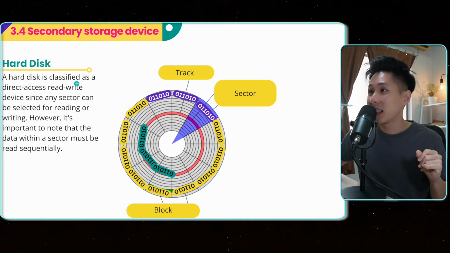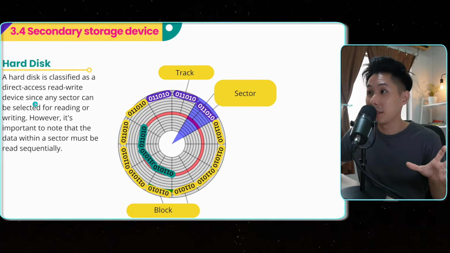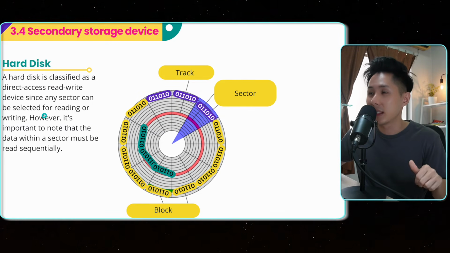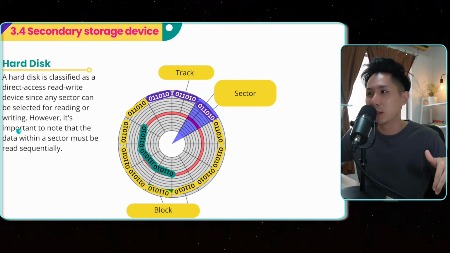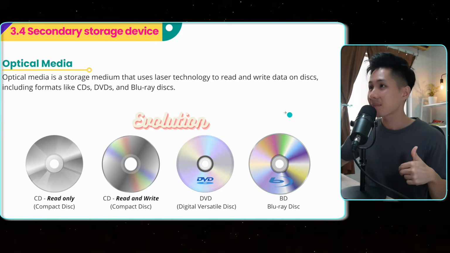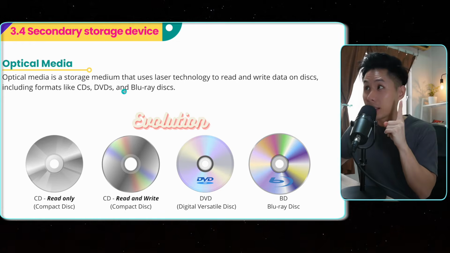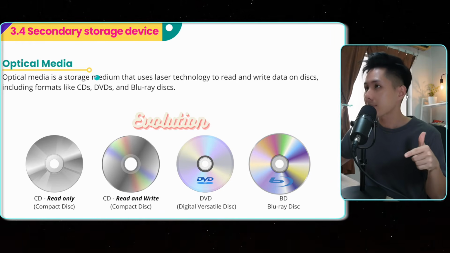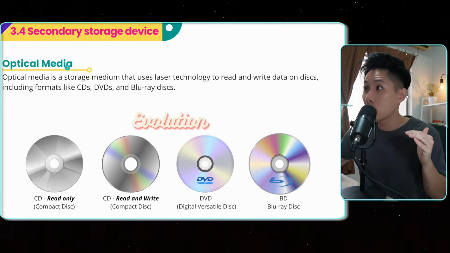A hard disk is classified as a direct access read and write device, since any sector can be selected for reading and writing. So this is very similar to the random access memory and read-only memory that we just learned. So the first type of secondary storage device is the magnetic media. The second type is what we call the optical media.